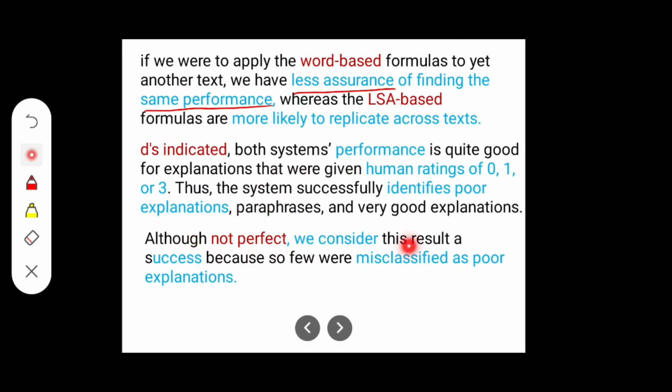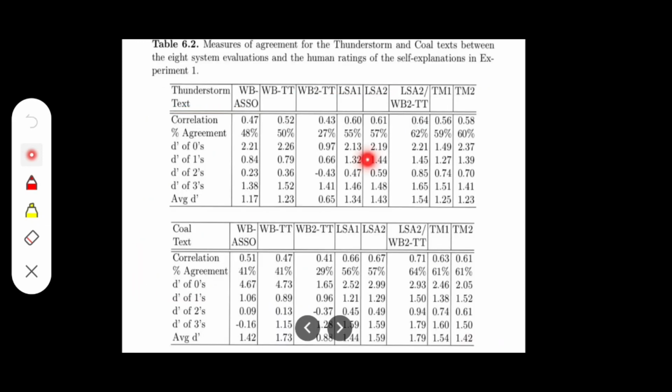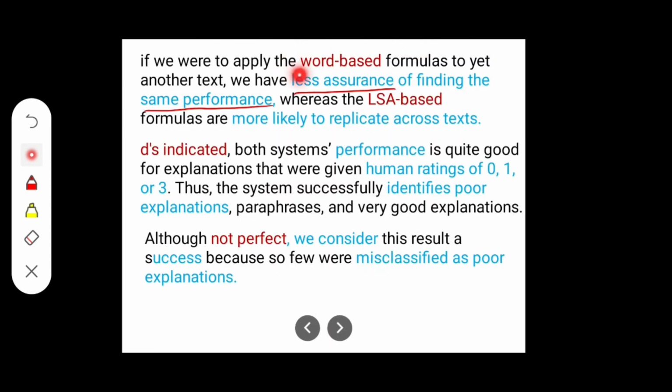Even though it is not perfect, we consider these results a success. Why we are considering this a success is because we are going to misclassify the poor explanations. See here, the poor explanations that we are having, we are going to misclassify them. So if we are misclassifying them, we are left with what? The good performances, right? So that is why we are considering these results a success, even though it is not perfect. The data is not perfect, because applying the word based approach or word based formulas will not give accurate results, right? Because we are predicting that we will get the same thing this time also, but this is not possible.